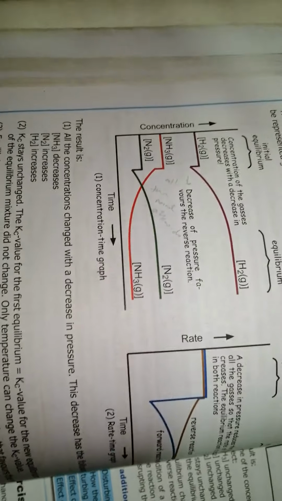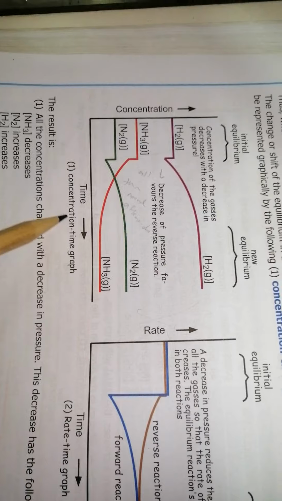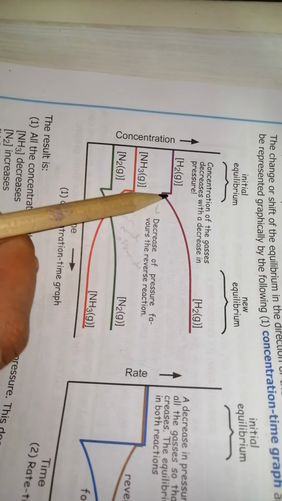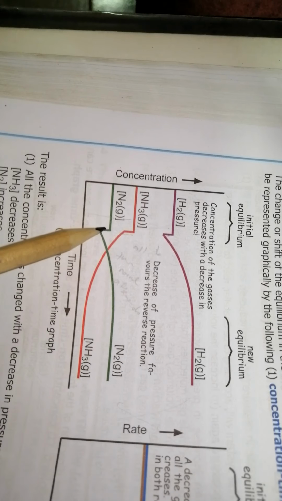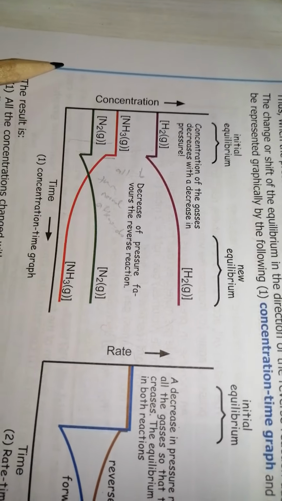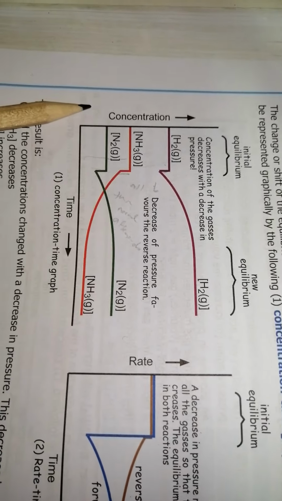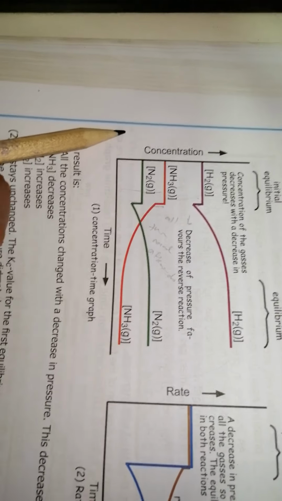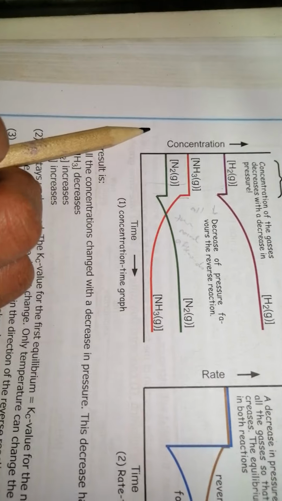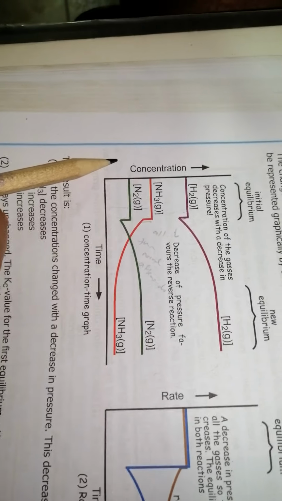Now again, since we have a pressure disturbance, we're going to have a change in everything in the graph. So if we're looking at the concentration versus time graph, can you see everything has decreased? So hydrogen decreased, ammonia decreased, nitrogen decreased, everything, whether it's a reactant or product. And this is because the pressure has been decreased. And if you decrease pressure, it's the same as increasing volume, which is the same as decreasing concentration.